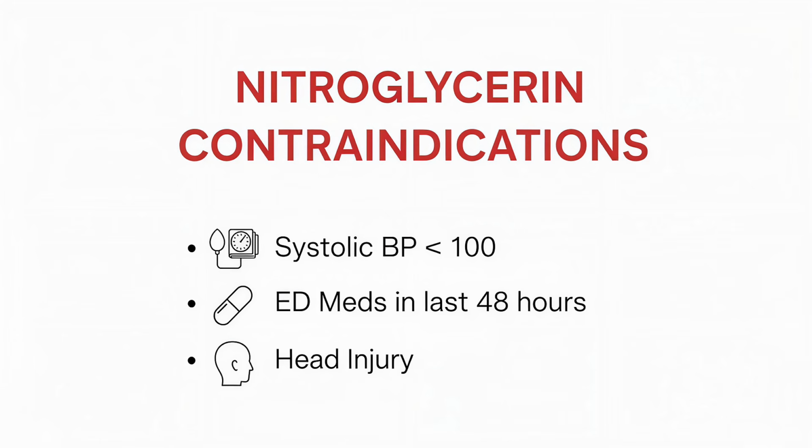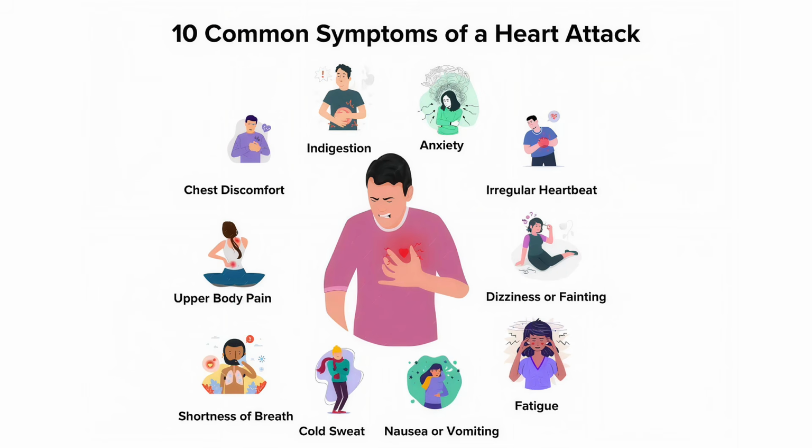The critical contraindications are a systolic blood pressure less than 100, use of erectile dysfunction medications like Viagra within the past 48 hours, or a head injury. Let's quickly review some specific emergencies. An acute myocardial infarction, or AMI, is a heart attack. Symptoms include crushing chest pain that can radiate to the jaw or left arm.